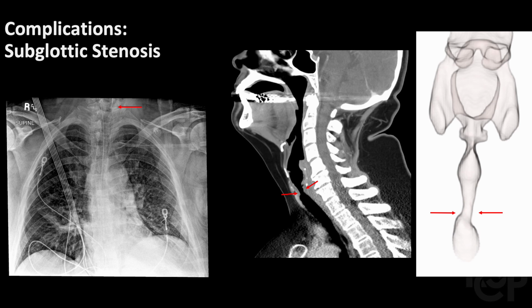The last complication that we will be discussing is subglottic stenosis, or narrowing of the airway below the vocal cords and above the trachea. As you can see in this chest x-ray, the abnormally high placement of the endotracheal tube results in balloon inflation at the level of the larynx. This increases the risk for laryngeal injury, and some patients can have abnormal phonation after extubation and may develop subglottic stenosis, as you can see on the sagittal and 3D reformatted CT images to the right, with the red arrows indicating the areas of subglottic stenosis.